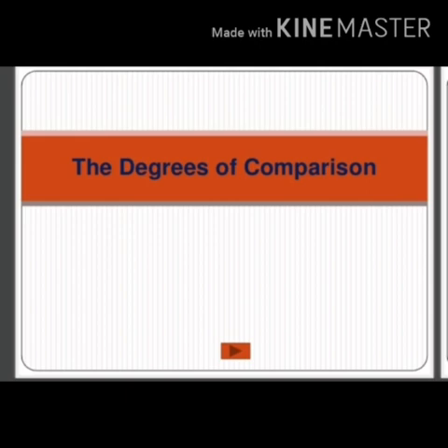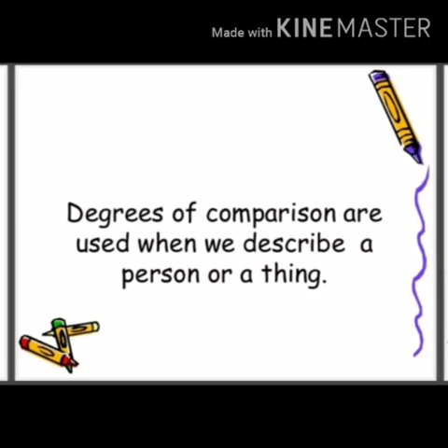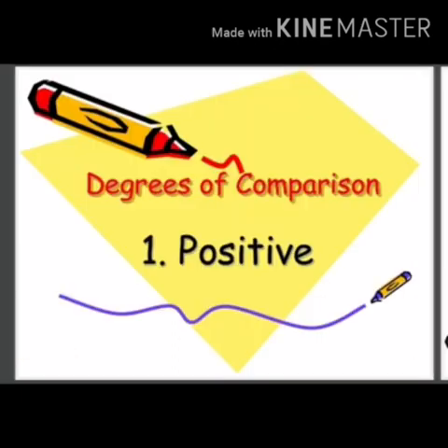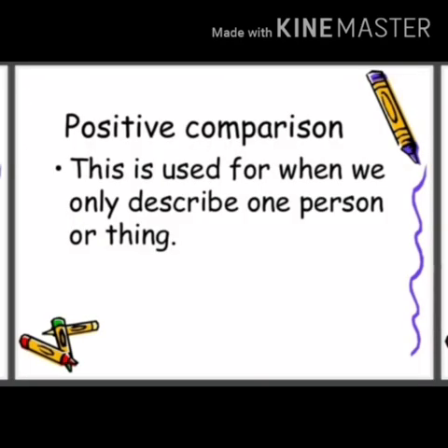Can anybody tell me what degrees of comparison are? Well, they are divided into 3 parts. First is positive, second is comparative, and third is superlative. Children, degrees of comparison are used when we describe a person or thing. As our first degree is positive, how do we use it? See in the next picture, positive comparison.